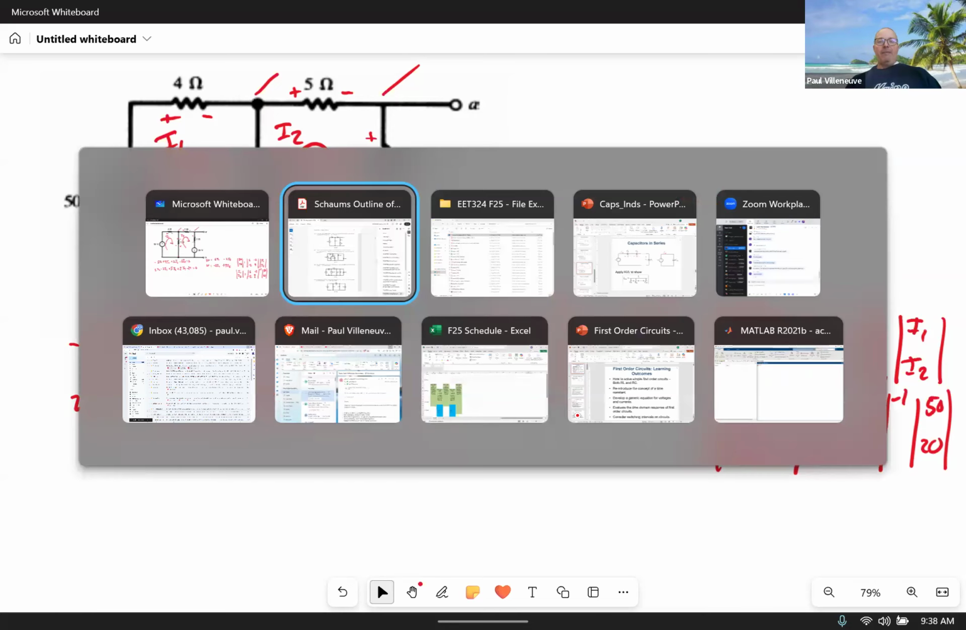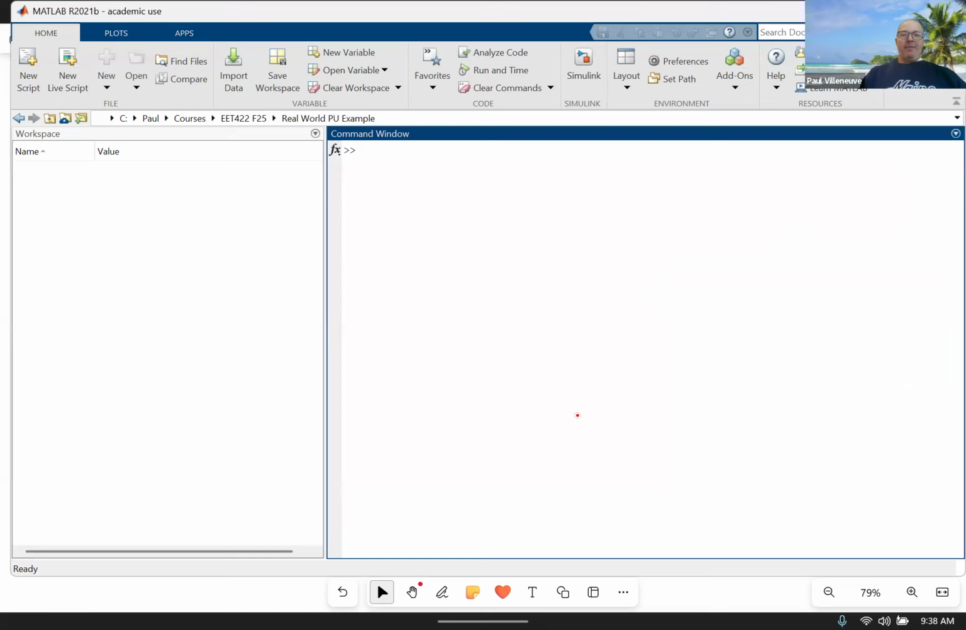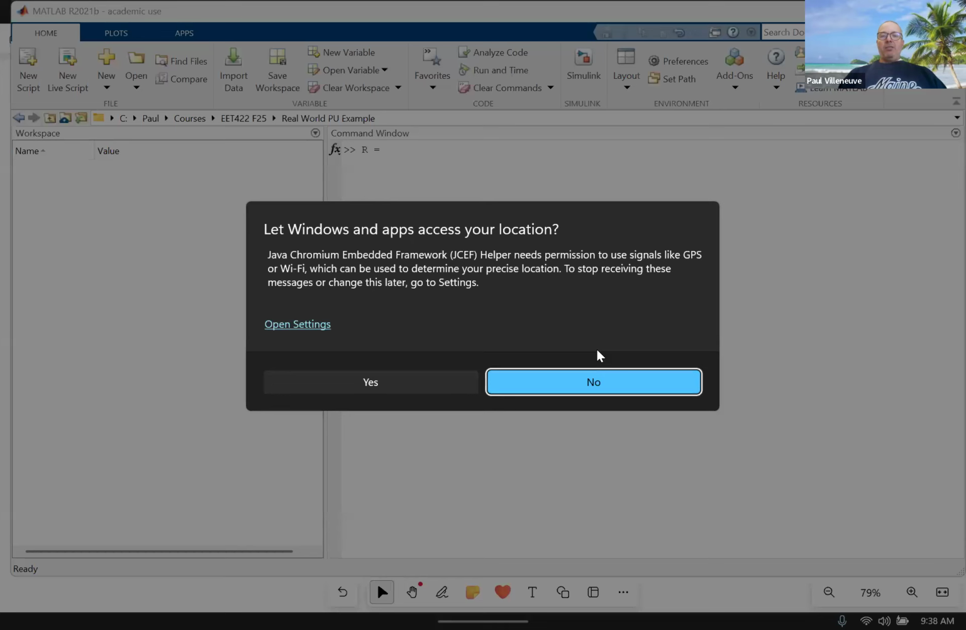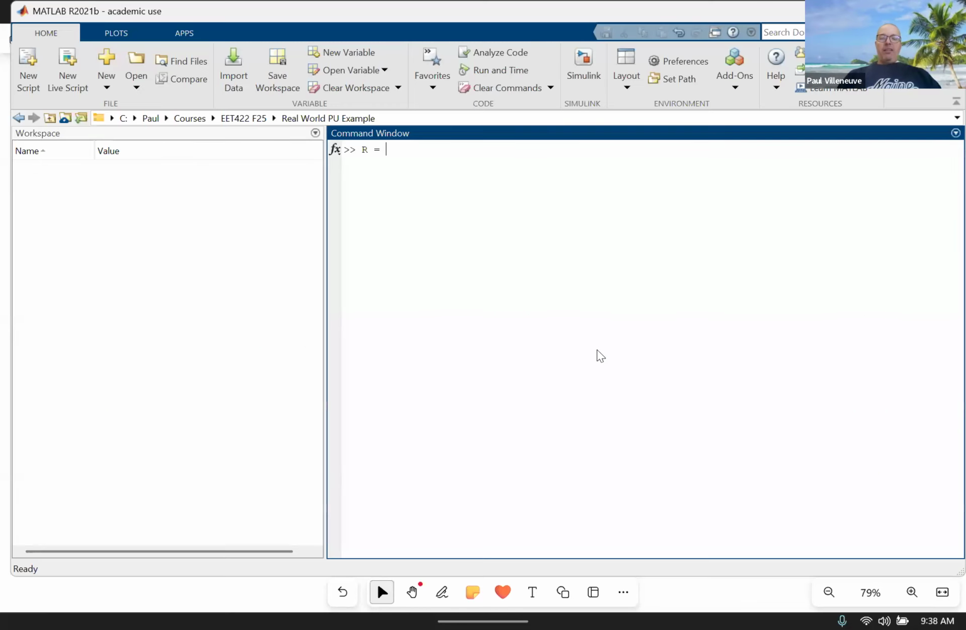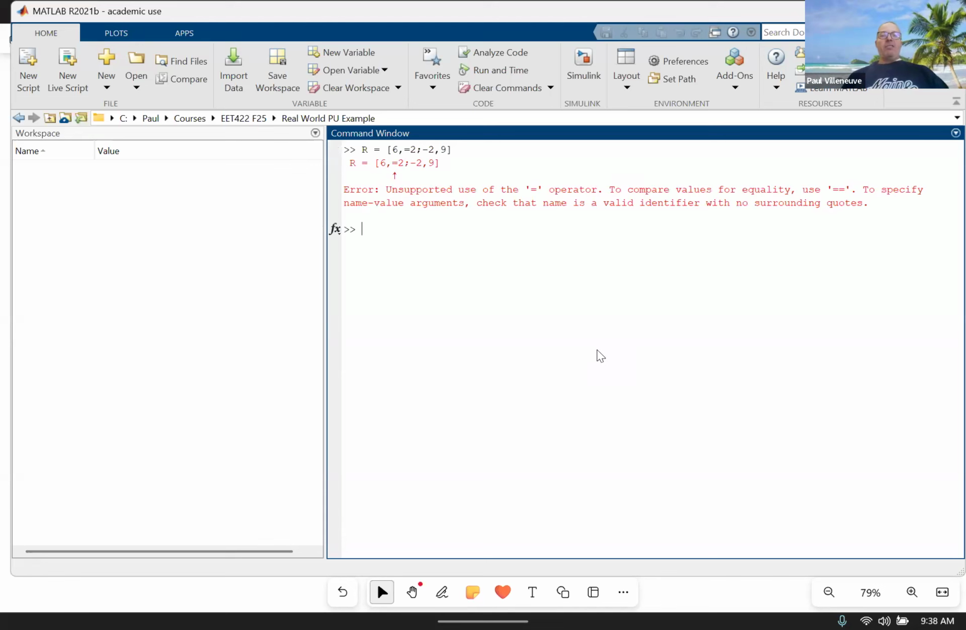All right. So I have an R matrix, and that's going to be equal to 6, minus 2, minus 2, and 9. I'll enter that in so you can see that that's our R matrix.